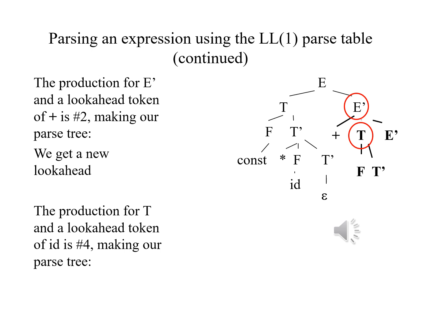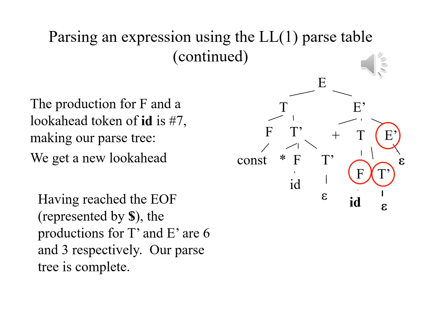We now are looking at T and the look-ahead token identifier. That gives us production 4, which is T derives FT prime. We continue now with the non-terminal F, and the look-ahead token is ID, which takes us to production 7. F derives ID. We then move over to T prime. The token, now that we used up ID, is the end of file marker. We've reached the end of it. T prime together with the end of file marker gives us T prime derives the empty string.